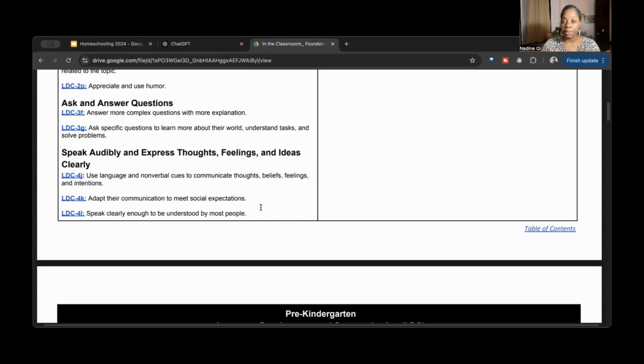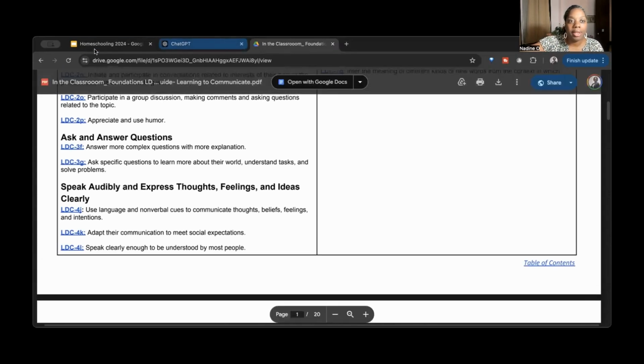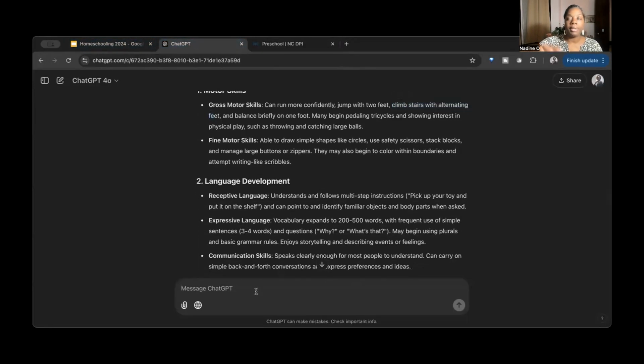By slowing down your speech pattern and modeling for them how to communicate clearly. Okay. I'm going to come out of here and I'm going to model just one more. So I'm in ChatGPT. What are the grade level learning standards for fourth grade? Let's do that.